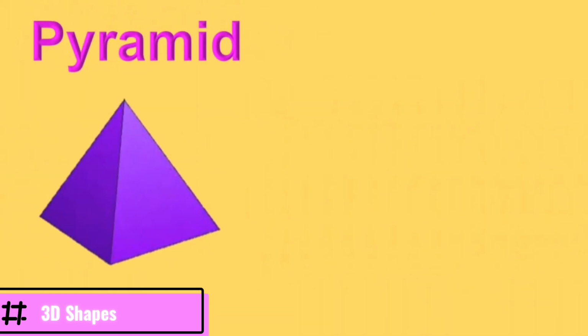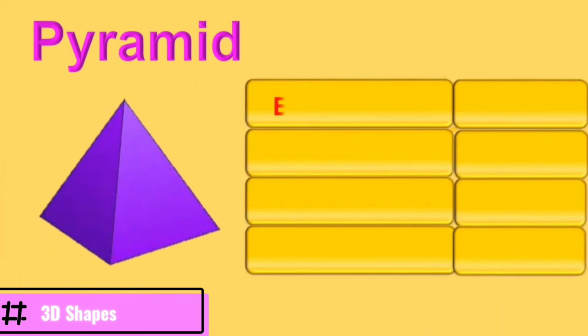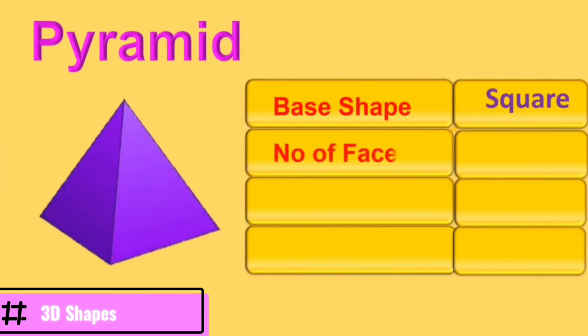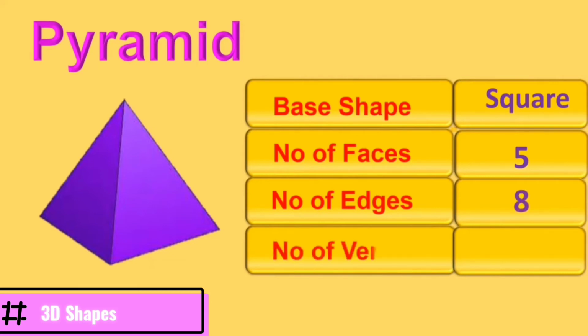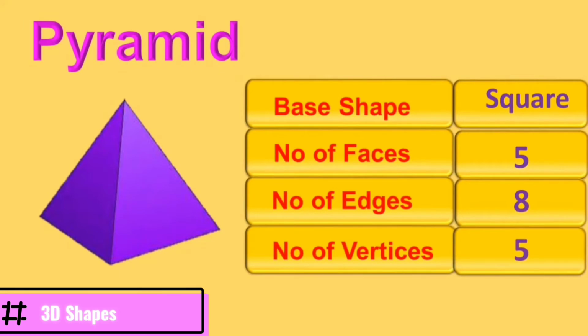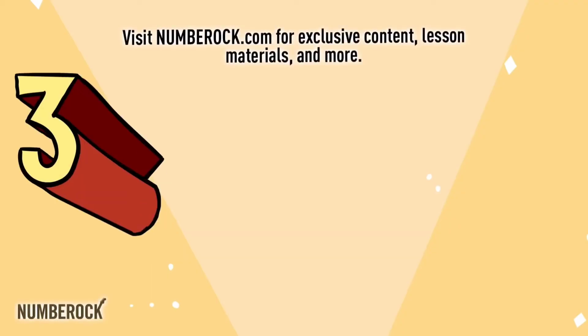Now children, the next of our shapes is a pyramid. Yes, the base shape of the pyramid is square. That means it is square at the base. And the number of faces it has are 5: 4 triangular and 1 square face. And it has 8 edges and the number of corners it has is 5, where the edges meet.